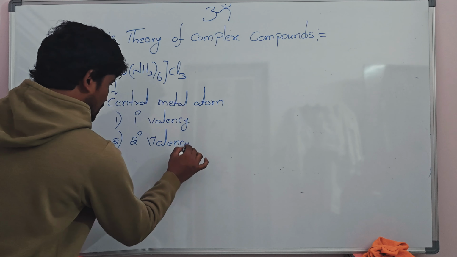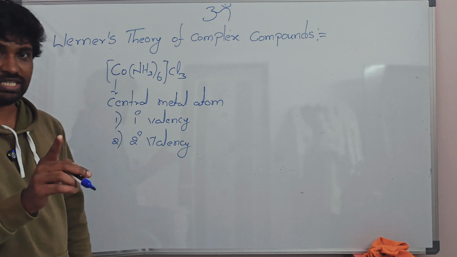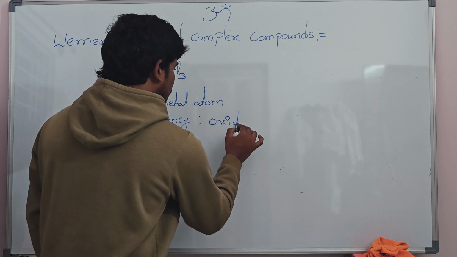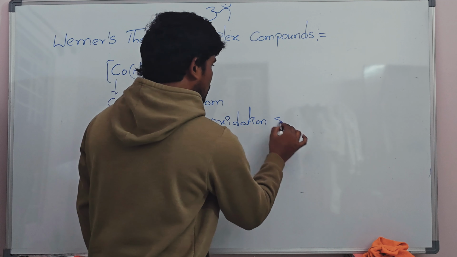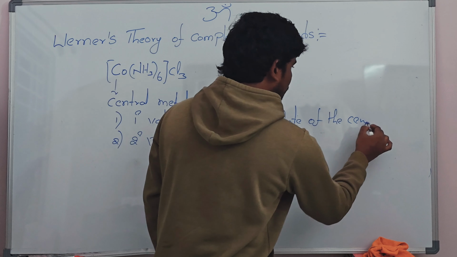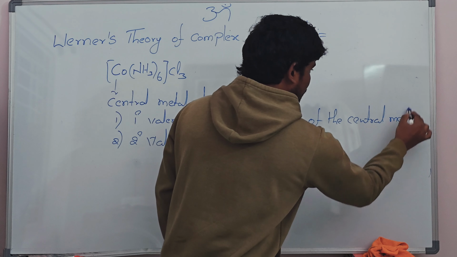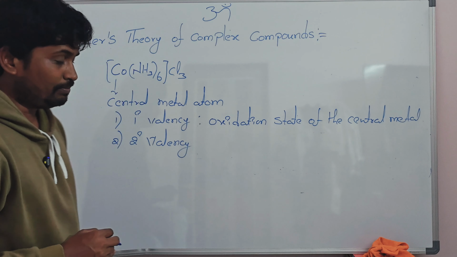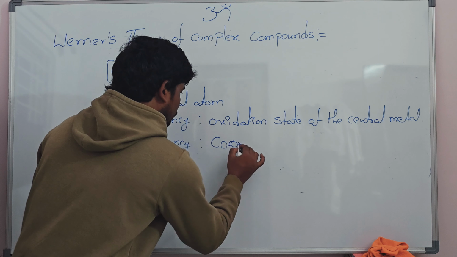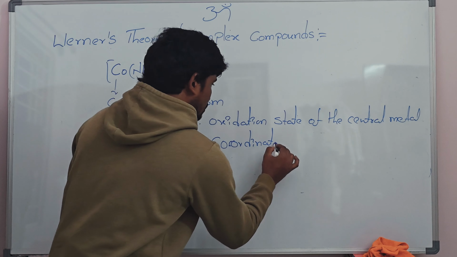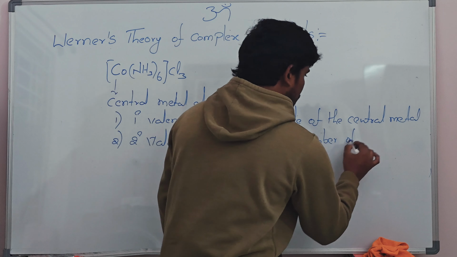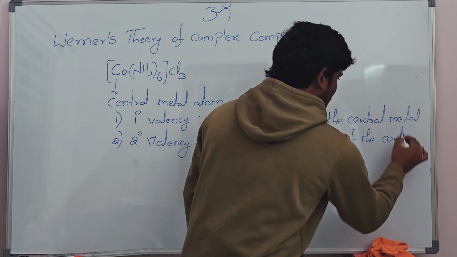What is primary valency? What is secondary valency of the central metal atom? Primary valency indicates the oxidation state of the central metal atom. And the secondary valency indicates the coordination number of the central metal atom.